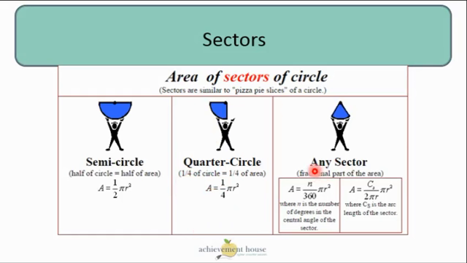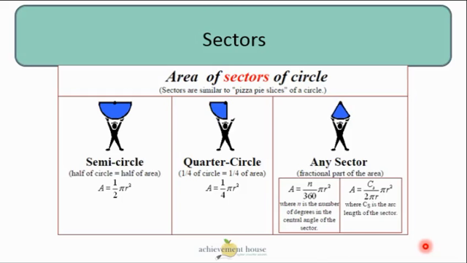Now, we can apply that same kind of thinking to any sector. As long as we know the measure of the central angle, which will be n in this formula right here, we can divide the measure of the central angle by 360 degrees. That'll give us the percentage of the circle that the sector takes up. If we multiply that percentage by the total area, it'll give us the area of that sector. So it's the fractional part of the area.